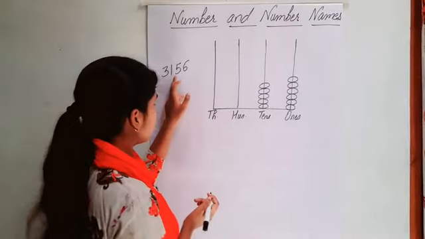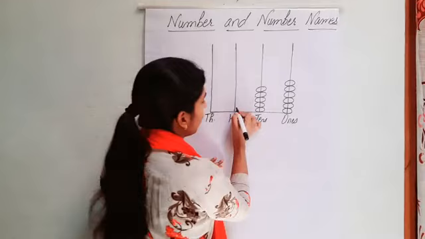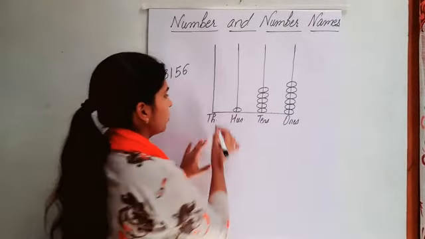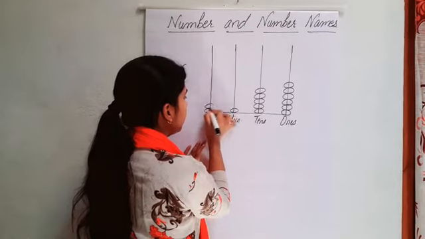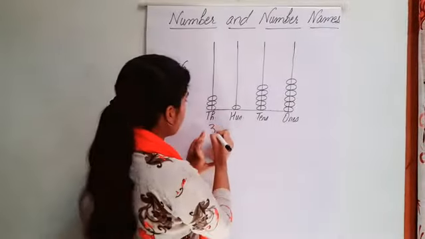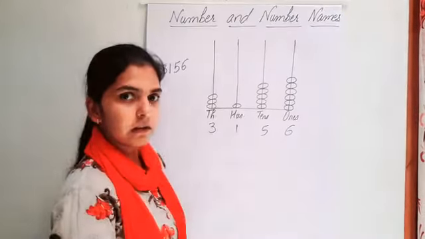Now let's move to the next one. Which digit is there? 1. So we will draw 1 bead. And here is 3. So we will draw 3 beads. 1, 2, 3. Okay. This is our number. Now I think you can read this number.